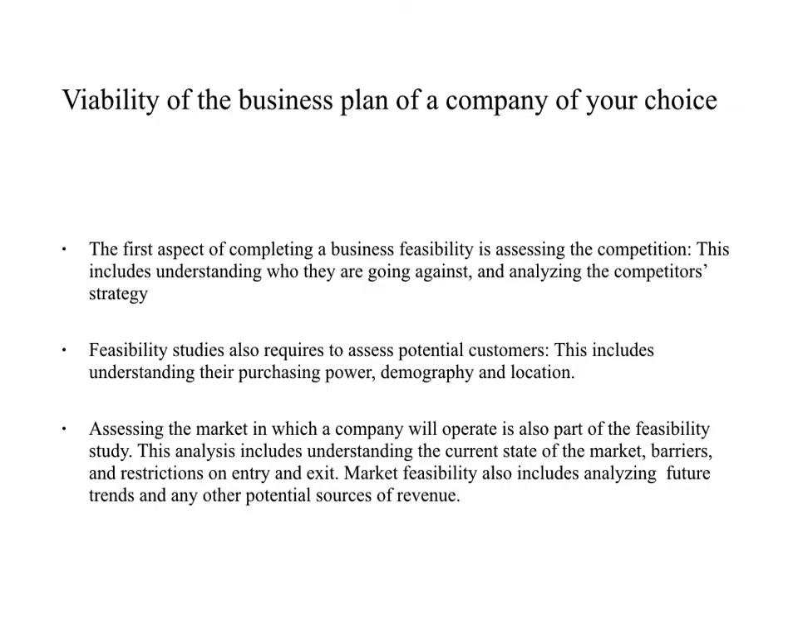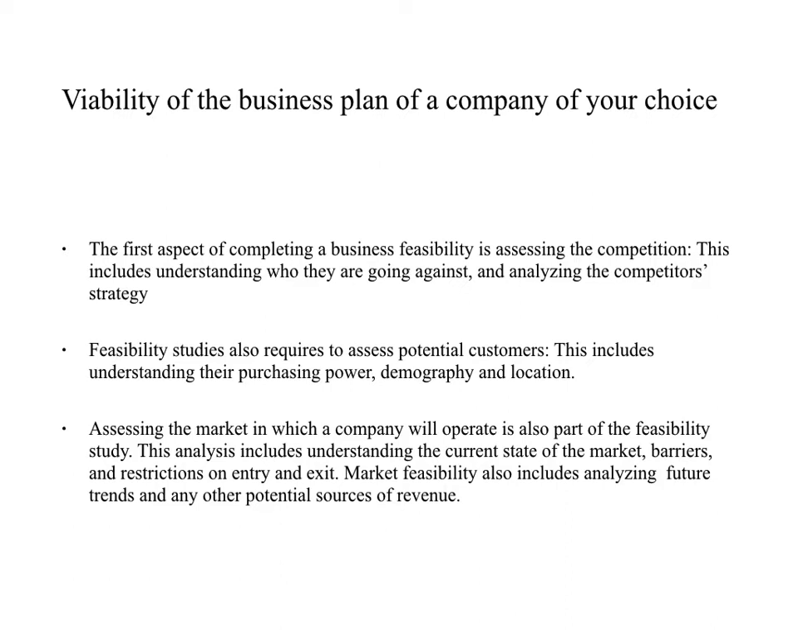So we'll dive into the first section, which is the viability of a business plan of a company of our choice. Before a company decides to launch, it is crucial for them to complete a feasibility study. The first step in completing a feasibility study is assessing the competition. The feasibility study helps us understand how possible it is to set up our business, what the risks are, and what the challenges are.